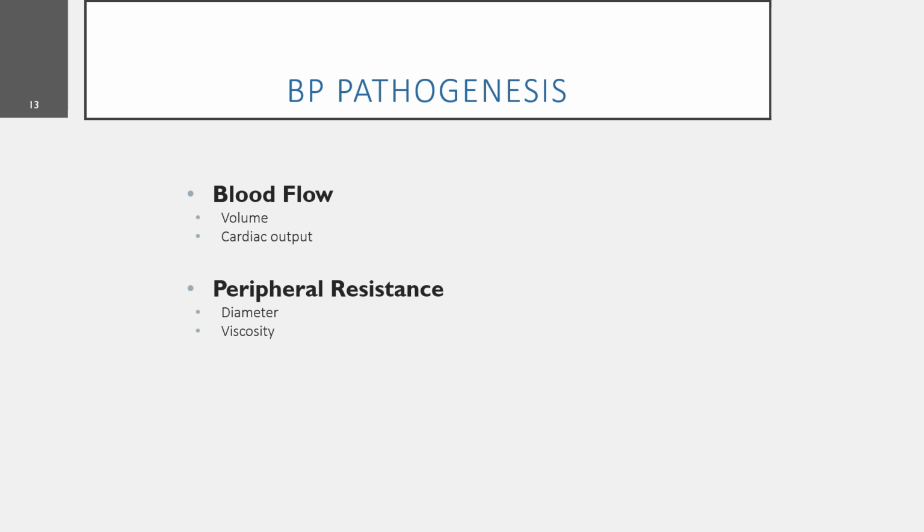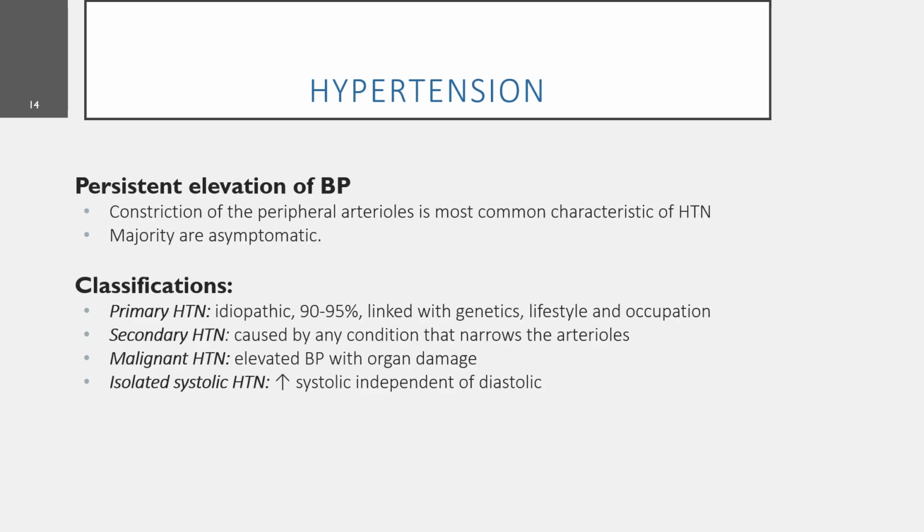Blood pressure pathologies include blood flow issues or peripheral resistance issues. Hypertension, also known as high blood pressure, is characterized by elevated blood pressure levels, over 60 million cases in the US, and is defined as blood pressure more than 140 over 90 millimeters of mercury.